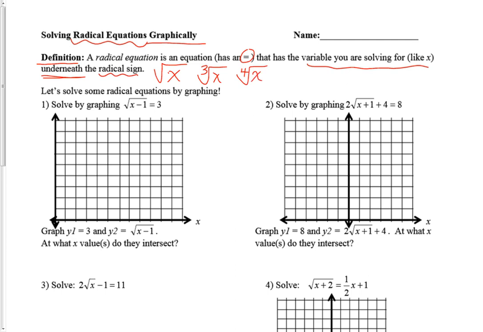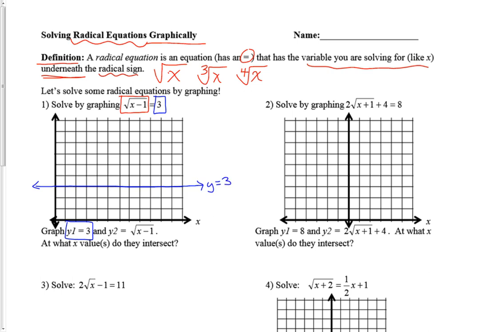All right, so let's start out and solve some radical equations here by graphing. To solve by graphing, when we have an equation, in number one, we have the square root of the quantity x minus 1 on the left, and we have 3 on the right. Typically, when I solve an equation graphically, I'm going to graph the right side of the equation as my first graph. So I'm going to say y equals 3. If I'm in my calculator, it's y1 equals 3. Well, what's 3 look like? 3 is just a plain old horizontal line at a height of y equals 3.